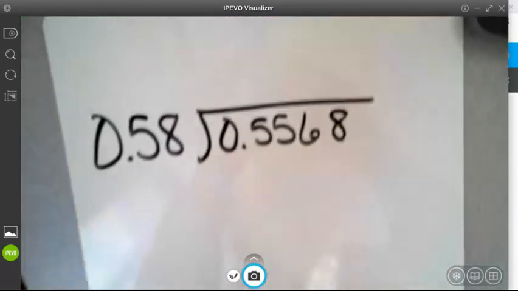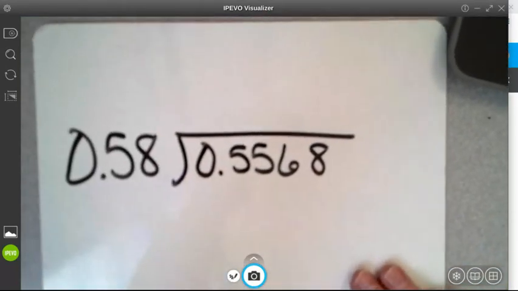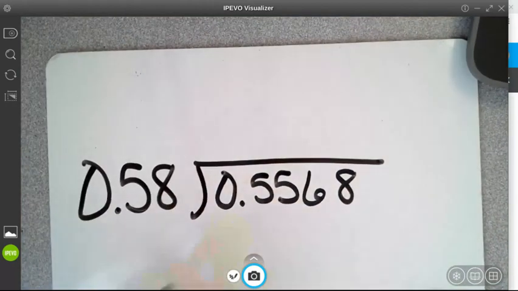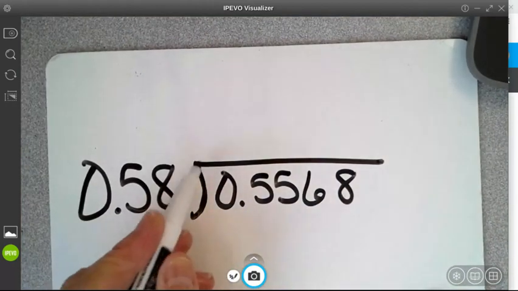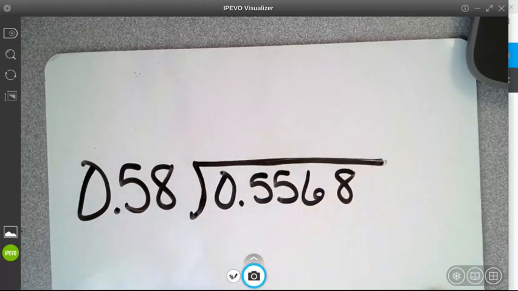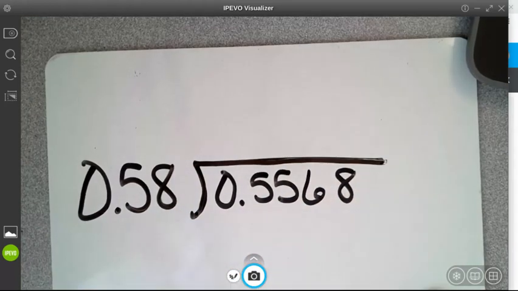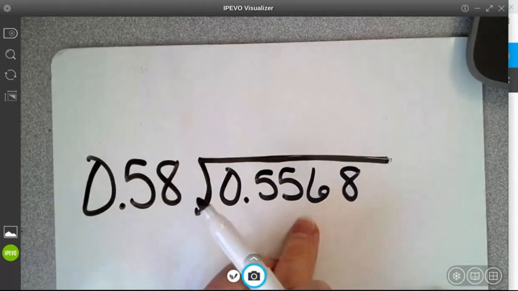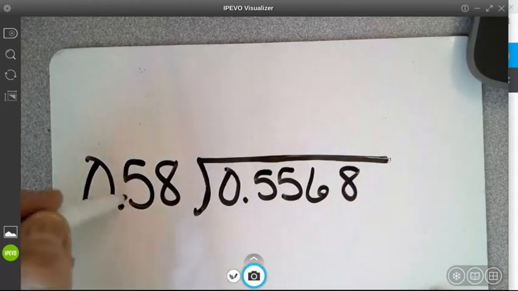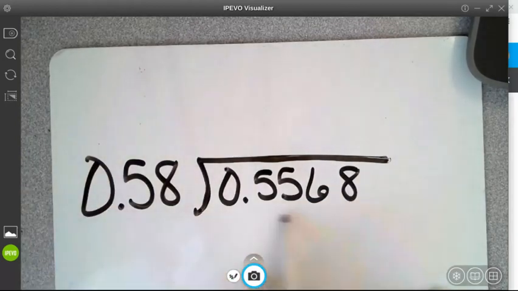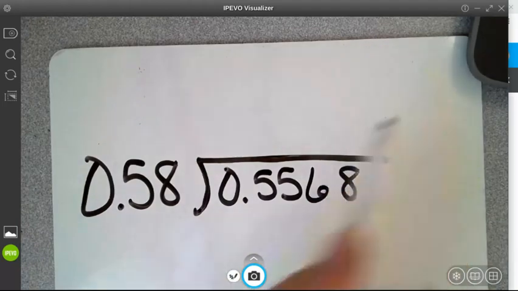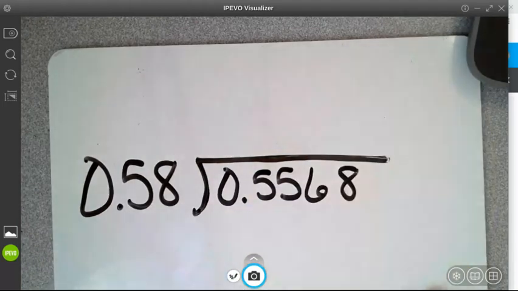So I've written my problem here on my board, and I'm going to be calling this sign right here the house. You may have heard me say that before. With dividing decimals by decimals, we always think outside the house, and this is inside the house. And so we go outside, inside, raise it to the roof. You'll hear me say that over and over again today. Outside, inside, raise it to the roof.